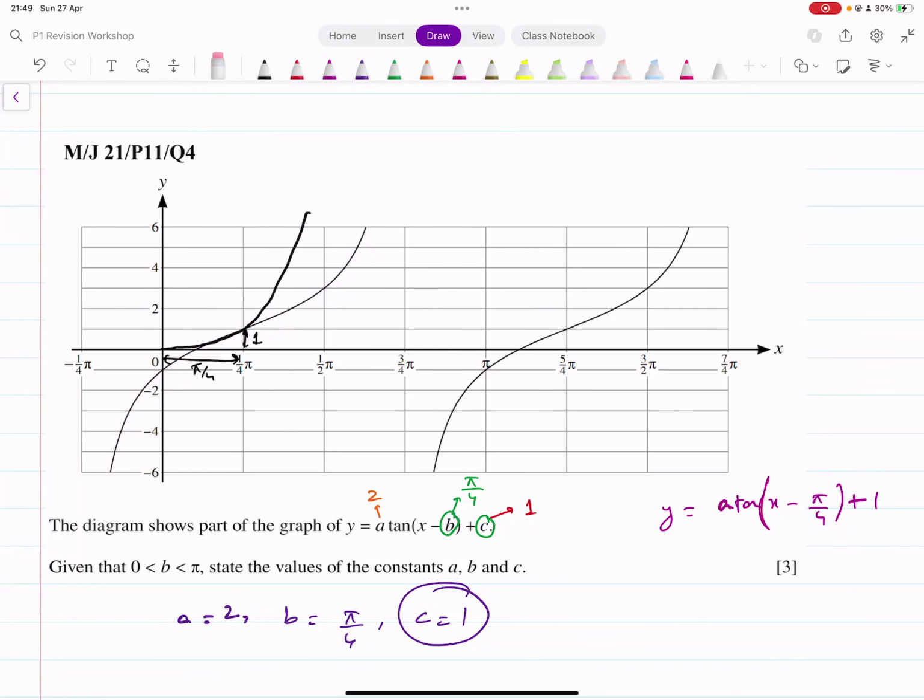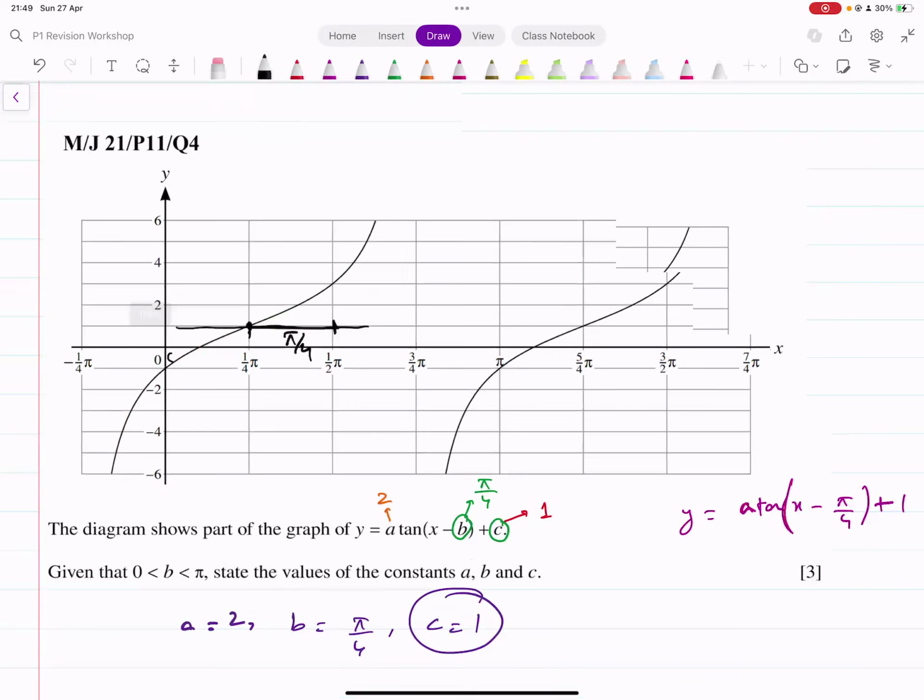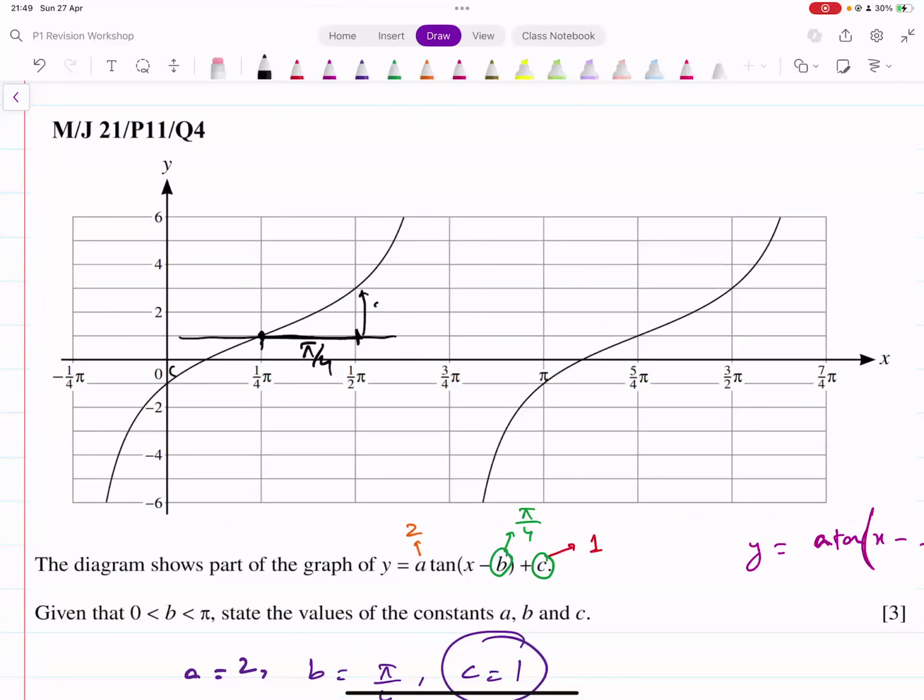It goes 1 unit up in an interval of pi over 4 units. Now, what about this transformed graph? This graph is basically starting from this point, right? How much is it moving in the vertical direction in a distance of pi over 4? This is pi over 4 distance. In this pi over 4 distance, the graph is going up by 2 units.